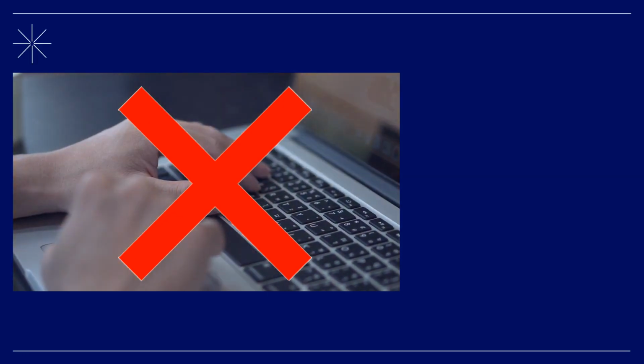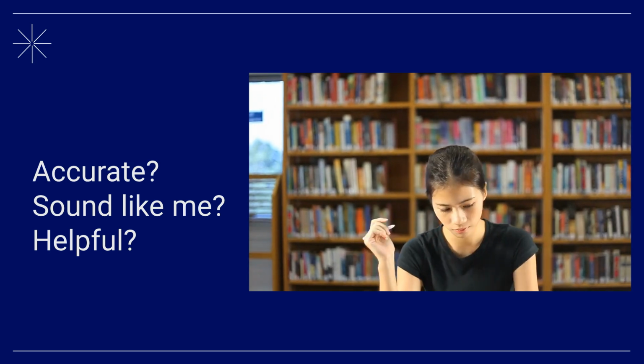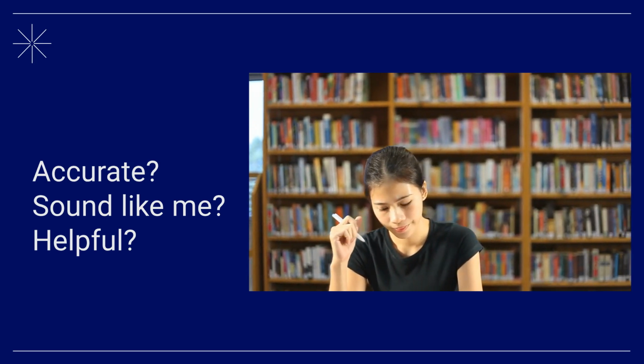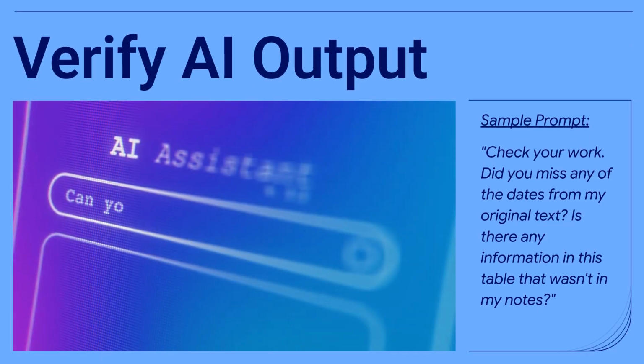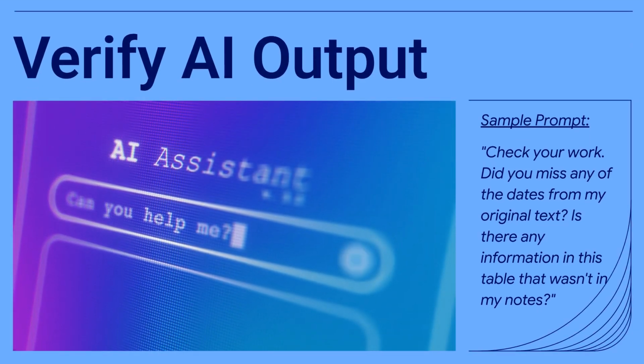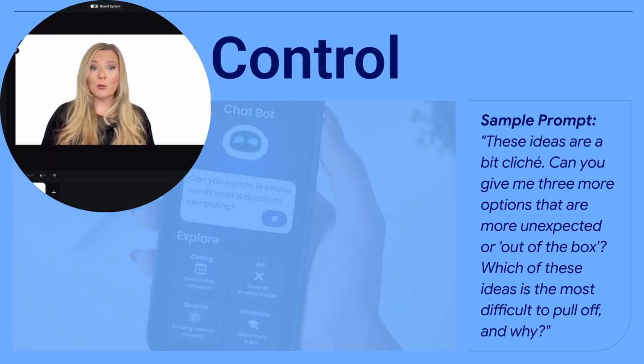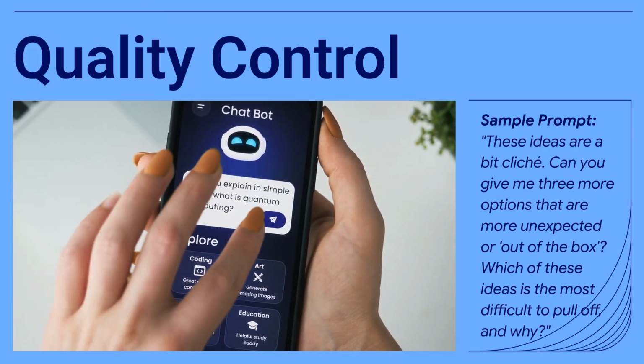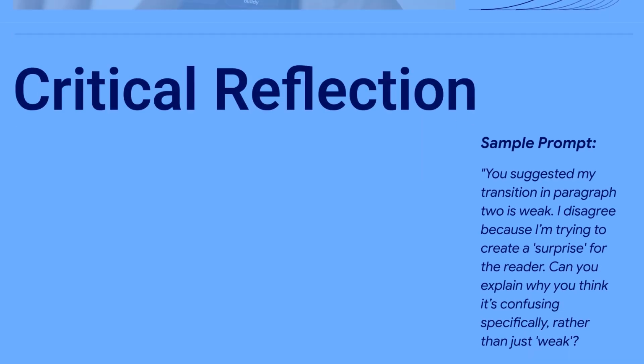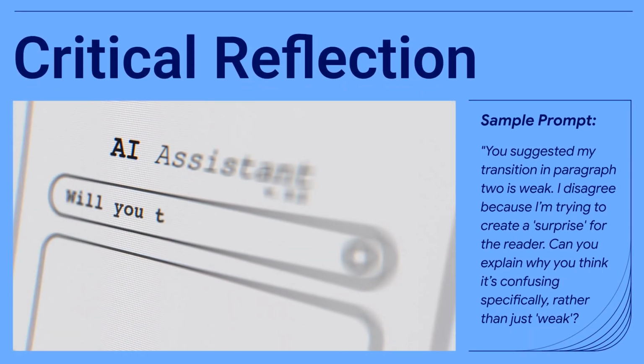Once the AI gives you a response, don't just copy-paste. Perform an output audit. Ask yourself, is this accurate? Does this sound like me? Is this actually helpful or just easy? Teachers should instruct students to use follow-up questions to verify that the output is accurate, to challenge the output for bias, and help students think deeper.